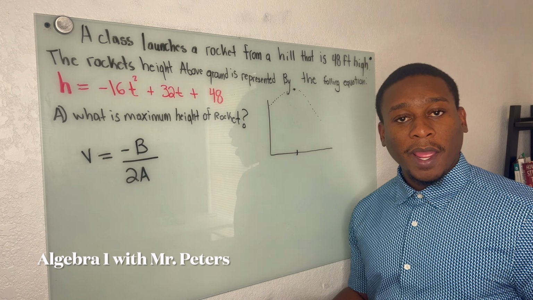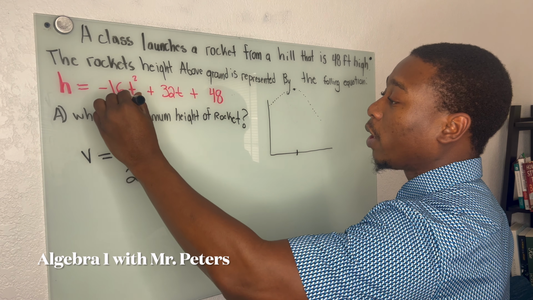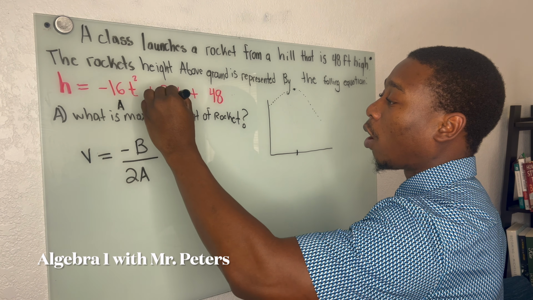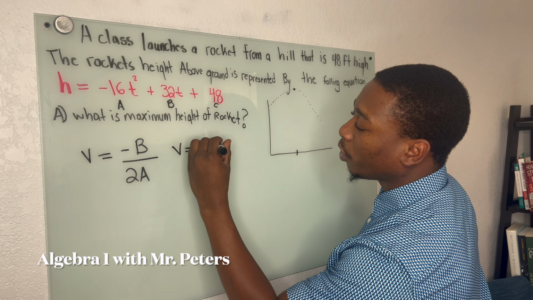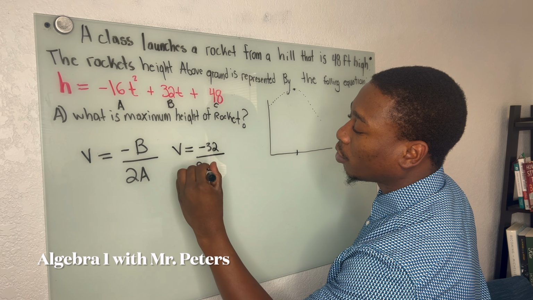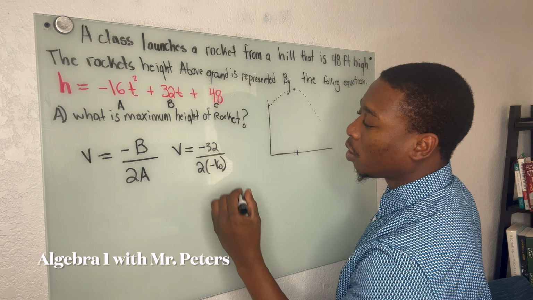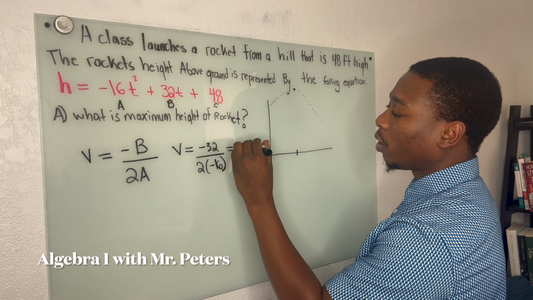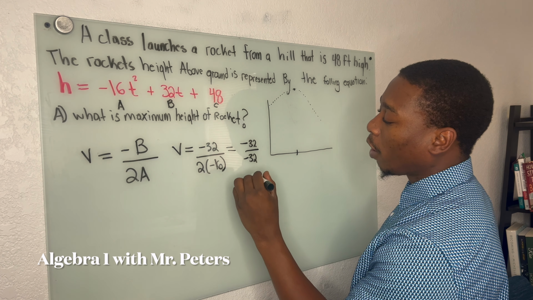When we're talking about A, B, and C, guys, we're talking about the quadratic equation. So this would be our A term, our B term, and our C term. What we're going to do is substitute. So V is equal to negative 32 divided by 2 times negative 16. Once we simplify this, we're going to get negative 32 over negative 32, and our answer is positive 1. So what exactly does this positive 1 mean?